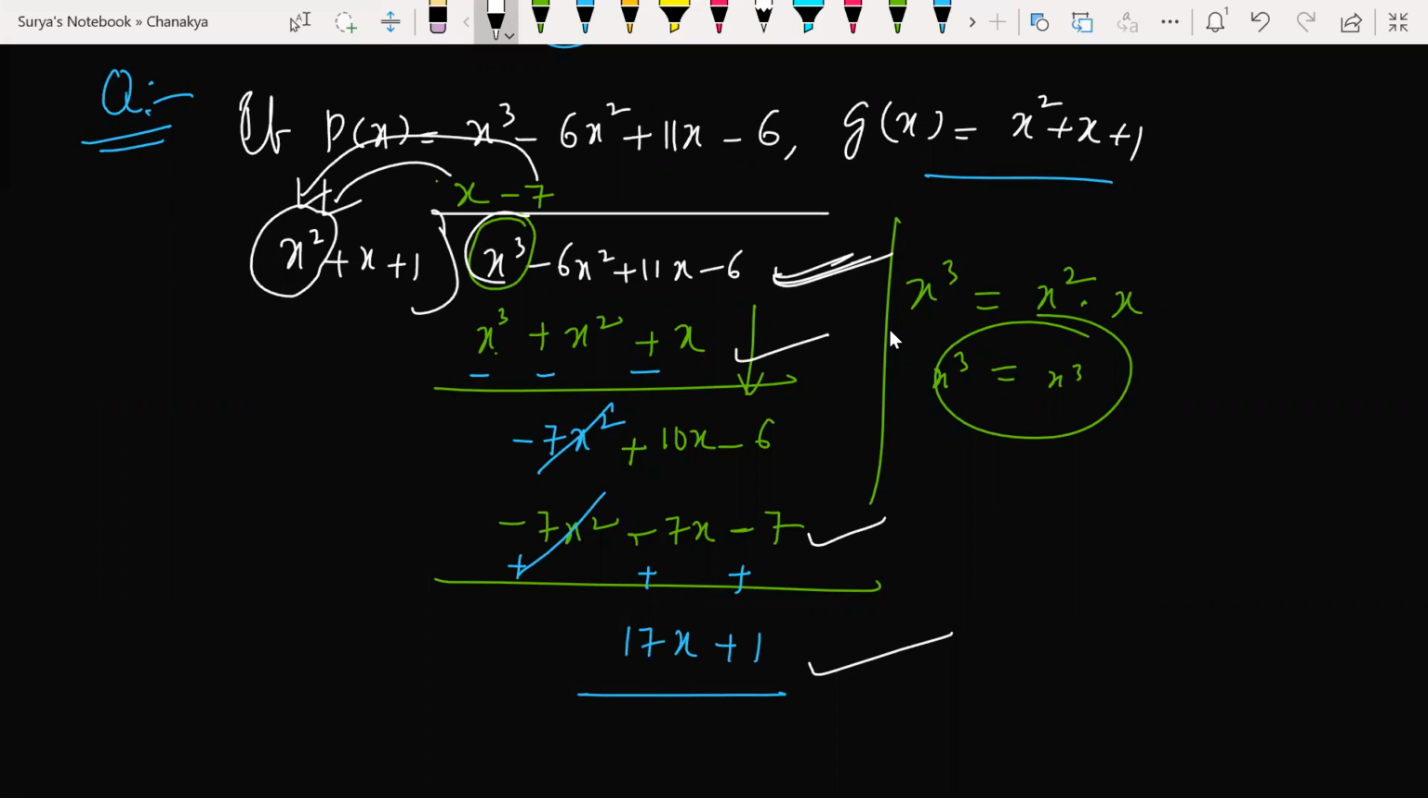So this is the procedure we follow for the long division method. I hope you understood this. Is there any doubt, guys?